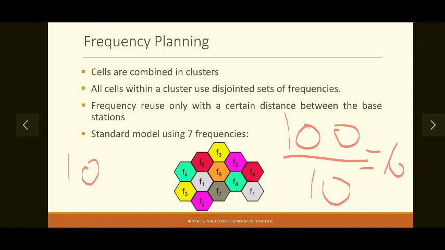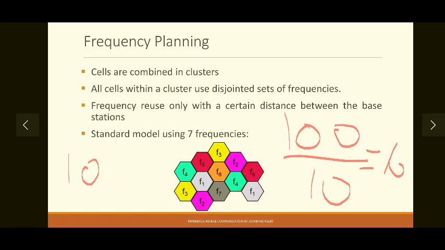A proper frequency plan is required for allocating a group of frequencies to a particular region. No two neighboring regions should contain the same set of frequencies, and for that you will require frequency planning. So what is frequency planning? Frequency planning is the process of selecting and allocating a group of frequencies for a particular cell, so that there will not be any interference between two communicating parties.